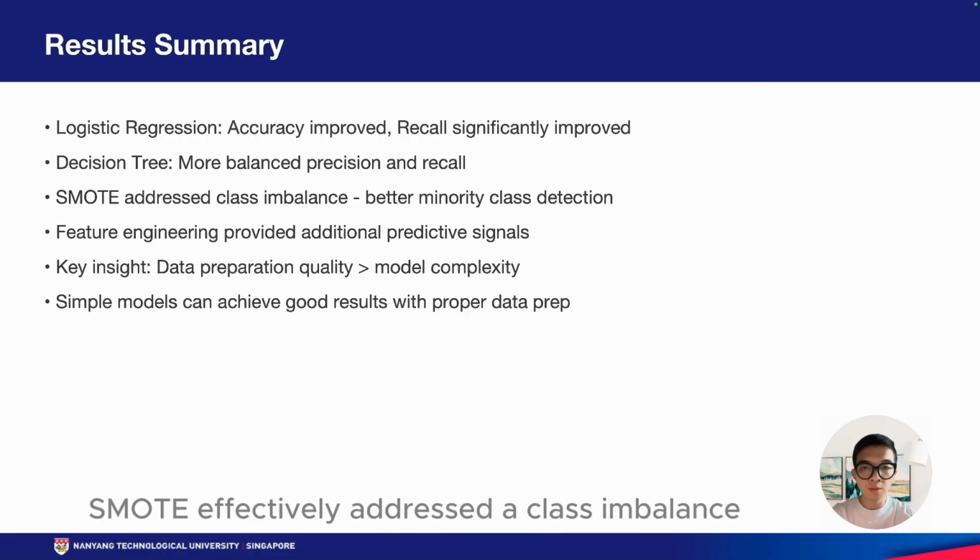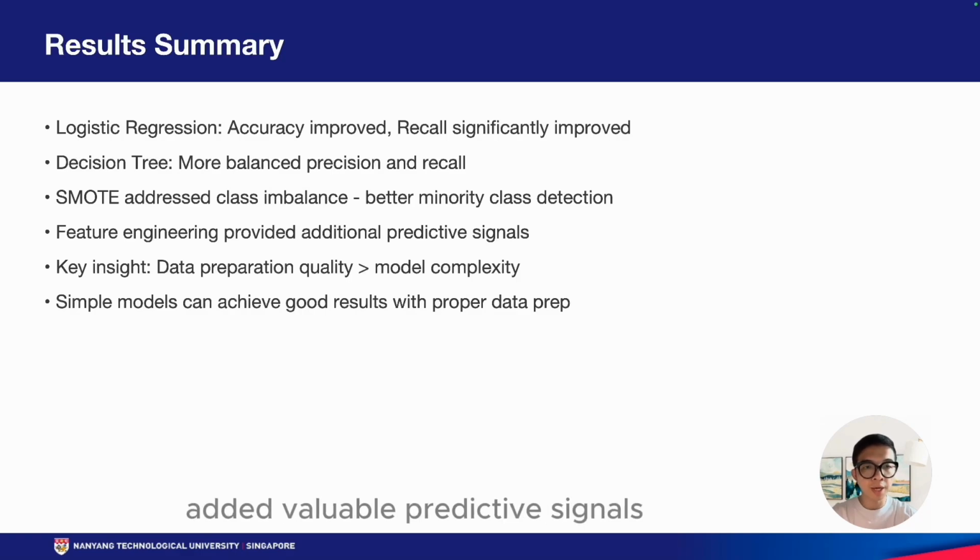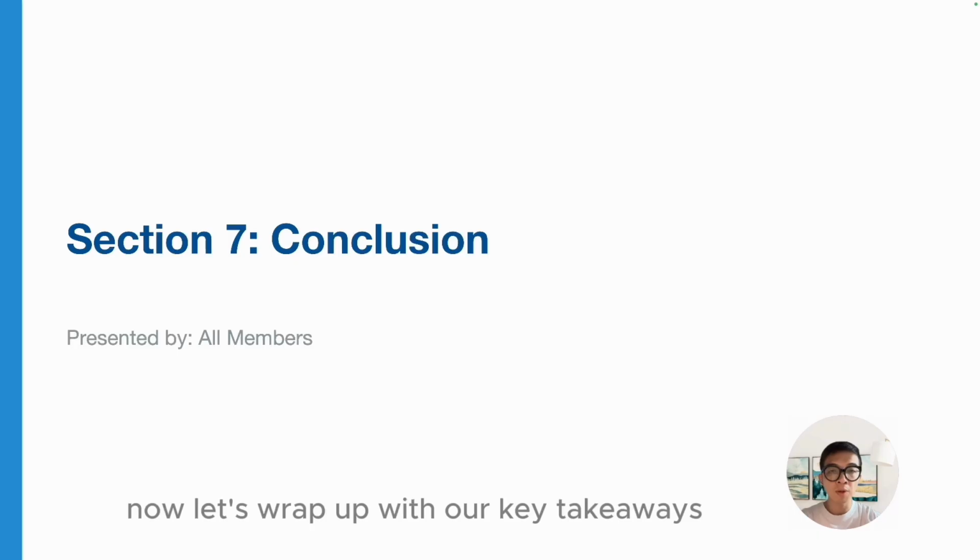To summarize, SMOTE effectively addressed class imbalance, feature engineering added valuable predictive signals, but the key insight is this: data preparation quality matters more than model complexity. Simple models with clean data outperform complex models with messy data. Now let's wrap up with our key takeaways.